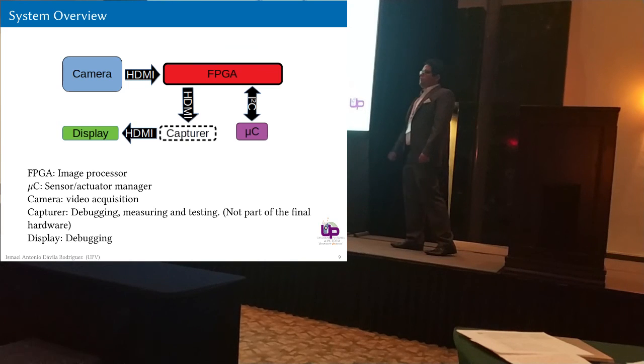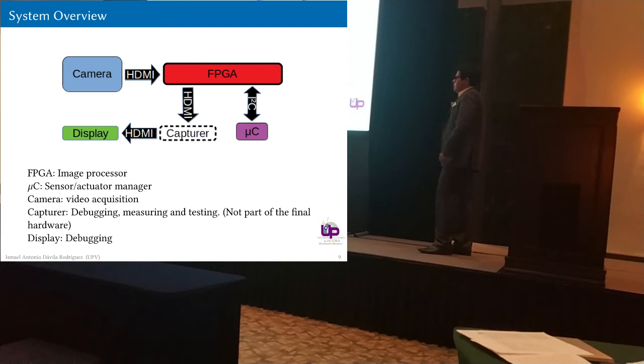And this is the system overview. The first device we see is the camera, which has an HDMI output and is connected to the FPGA that will be the image processor. Also, a microcontroller is connected to the FPGA, and the microcontroller is the sensor and actuator manager. There is also a server board to communicate with each other.